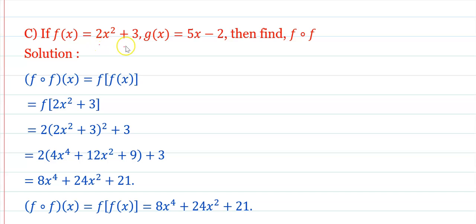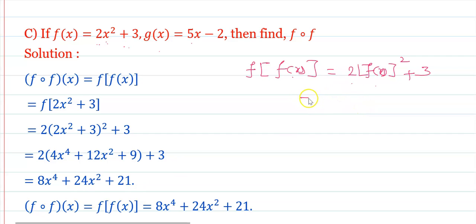If f of x is equals to 2x square plus 3 and g of x is equals to 5x minus 2, then find f of f. It's very simple. Means what? F of f of x. Okay. Now what is f of x? F of x, it means that 2 (f of x) bracket square. That is, f of x means what? 2x square. Whatever that here, it's a square. 2 times it's a square plus 3. Means what? 2 times f of x square plus 3.